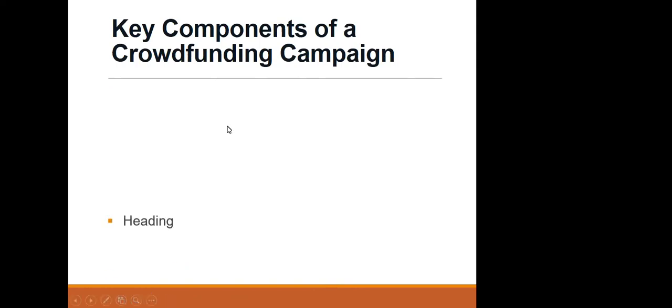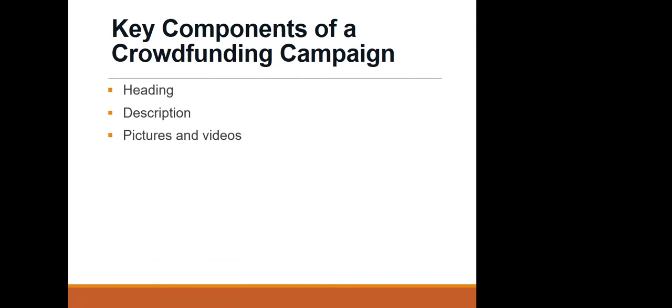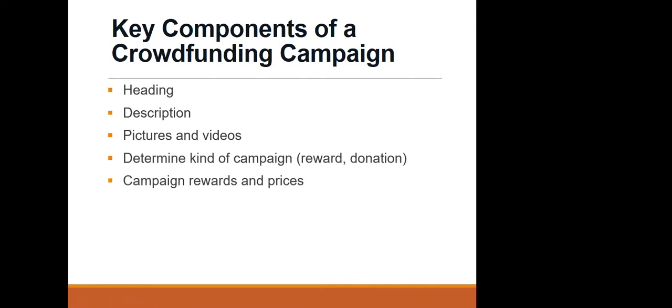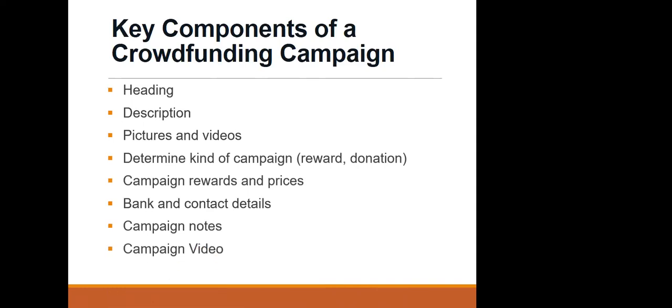So the key components of a crowdfunding campaign, which is what we're going to go into, are the heading, the description of your crowdfunding campaign, and any pictures or videos, and this is really important because a picture basically speaks 1,000 words. Then determining the kind of campaign, whether it's reward or donation, at least on our platform. Campaign rewards and prices. Bank and contact details are really important. Then any campaign notes, the campaign video, and campaign updates.